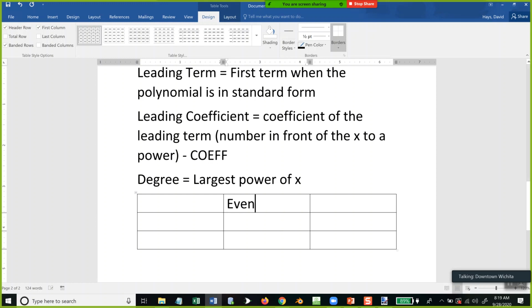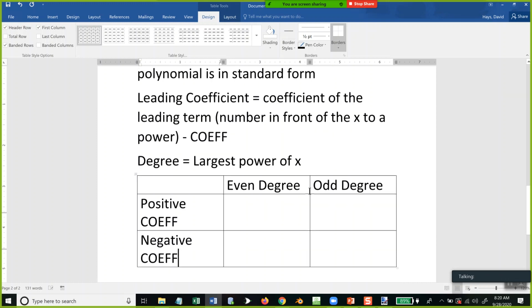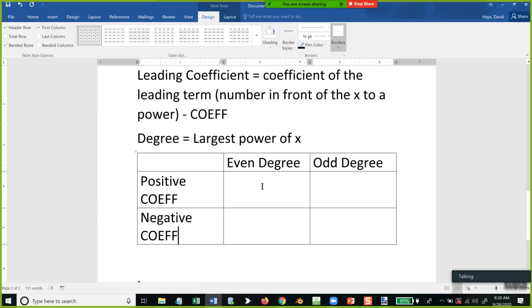Now, we can either have an even degree or an odd degree. You can have a positive coefficient or you can have a negative coefficient. An example of a positive coefficient, even degree, is y equals x squared. And if you think about what y equals x squared looks like, it's going up to the left, up to the right.